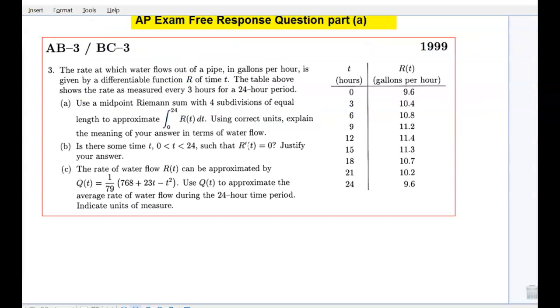Okay, I want you to pause the video and give this one a try. And just again, we want to do part A in this next example.